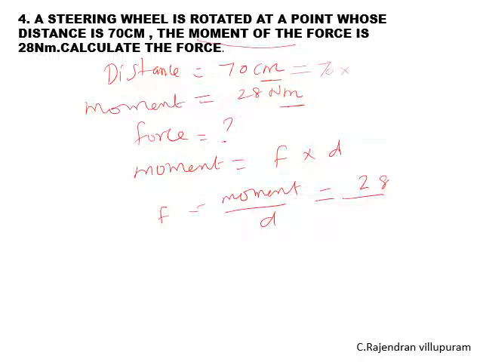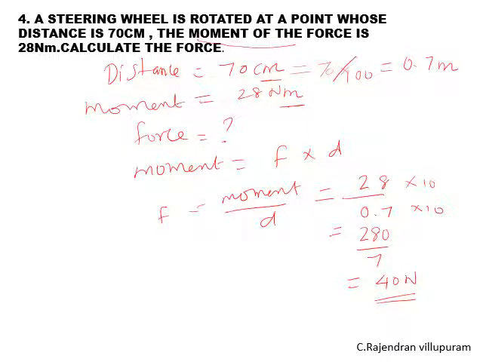So how many centimeter equal 1 meter? 100 centimeter equal 1 meter. So you have to divide it by 100. That is equal to 0.7 meter. So you put 0.7 here. Multiply by 10, so 280 divided by 7 is equal to 40 Newton. This is the answer. This is a problem relating to finding the force by giving the moment value.